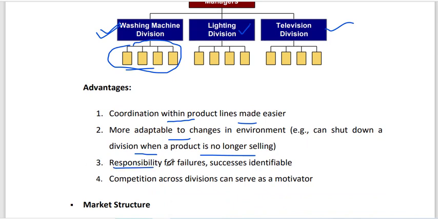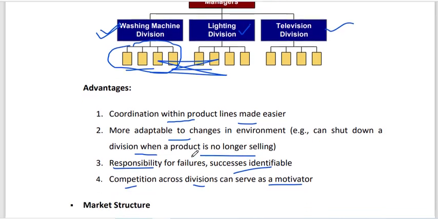And responsibility for failure and success is identifiable. If the washing machine division is succeeding in the selling department, that success will be measured, and the washing machine manager should give their best. If it is failing, then that particular product division is failing. So there is responsibility for failures and success also. And also competition across divisions can be motivational. So this is a product structure.